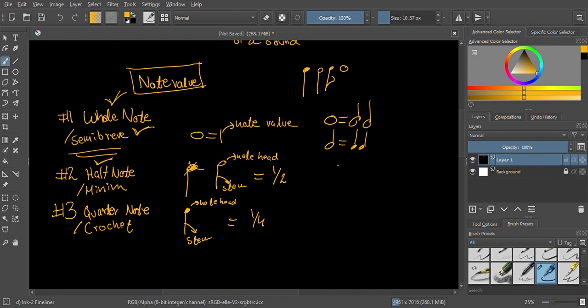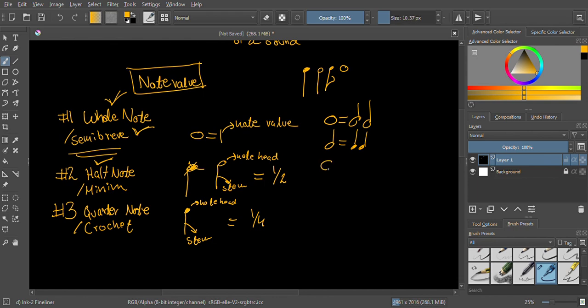And once again, what does this tell us? Because note values correspond directly to how long a note is, a half note is twice as long as a quarter note. Two quarter notes together would equal a half note. So a half note is twice as long as a quarter note.